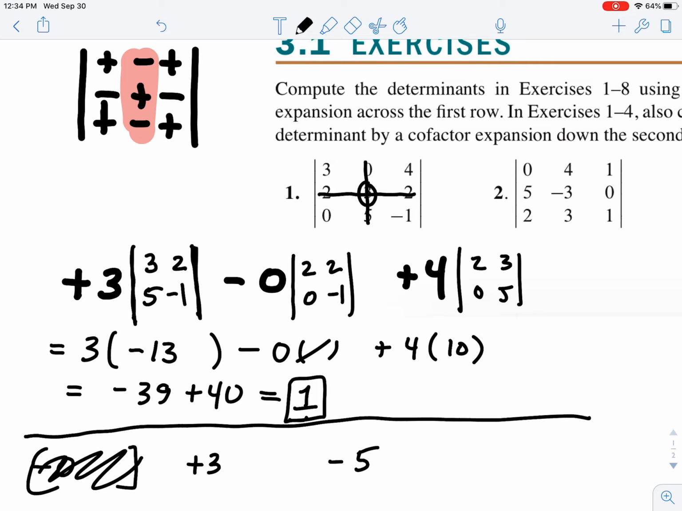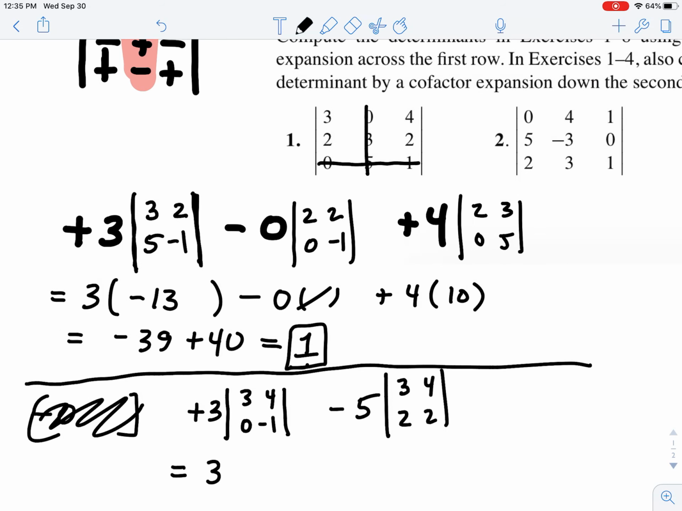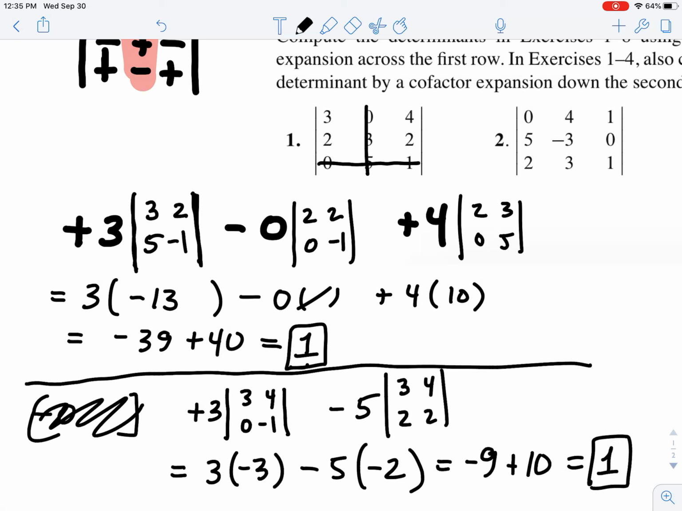Let's see what happens if I take the 3 and I cross off its row and column. I get what's called the cofactor matrix, which has 3, 4, 0, -1. And if I do that with 5, I get 3, 4, 2, 2. Now if I work this out, that's 3 times -3. This determinant, let's see, it's 6 minus 8, that's -2. And I work that out, I'm going to get -9 plus 10. Once again, I got 1.